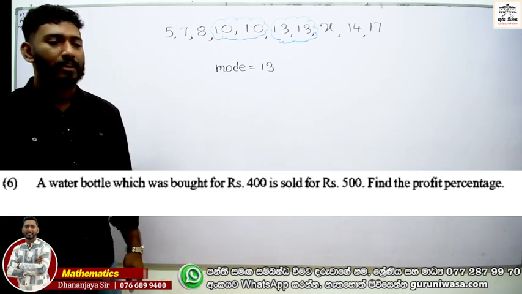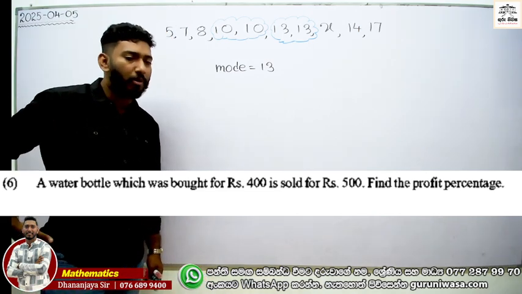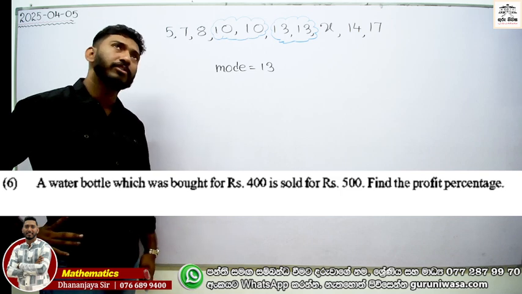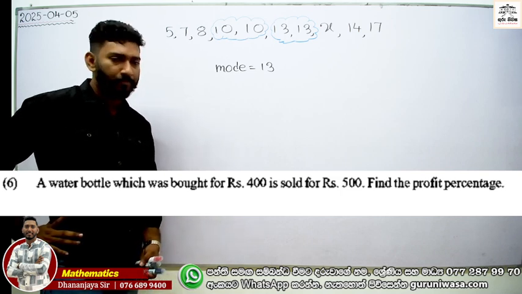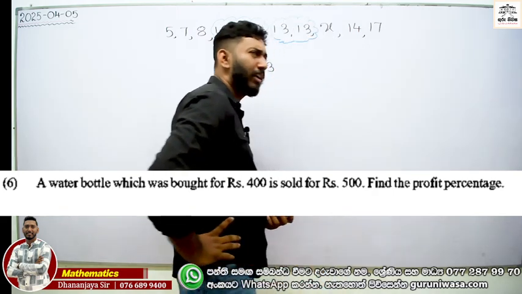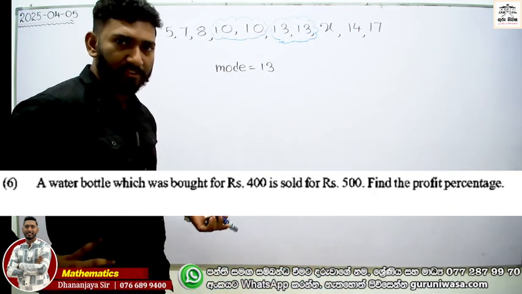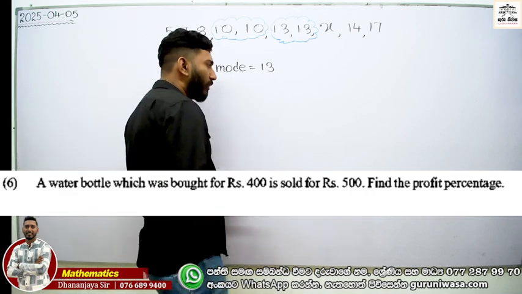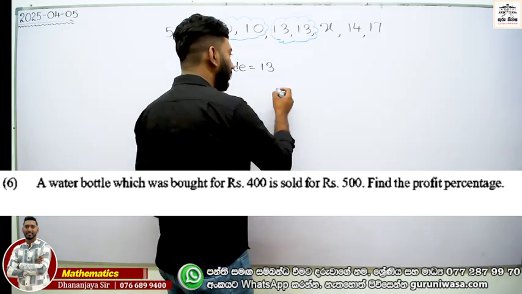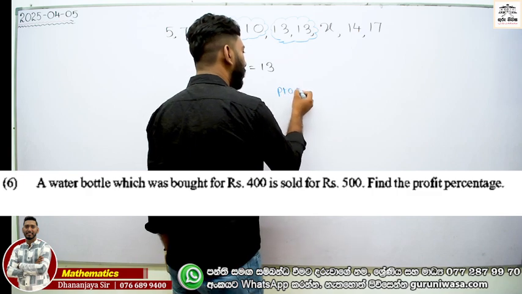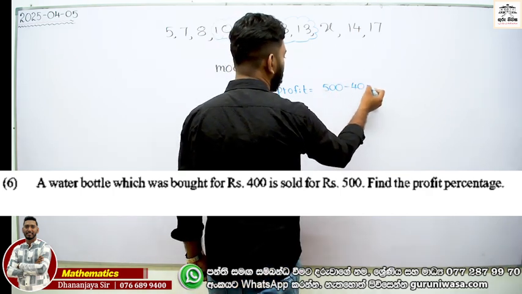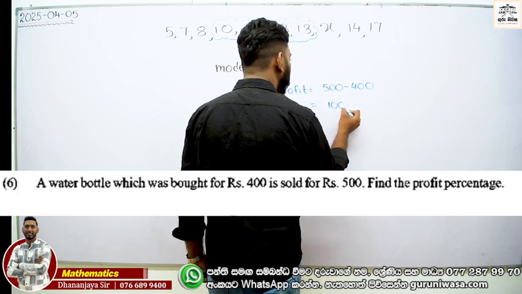Question number 6. A water bottle which was bought for 400 rupees is sold for 500 rupees. Bought for 400 and sold for 500, right? Find the profit percentage. And you know how to find the profit percentage. You have to write it as a fraction with the buying price. Therefore, what is the profit? 500 is the selling price, and the buying price is 400. Then profit equals 500 minus 400, which is 100 rupees.